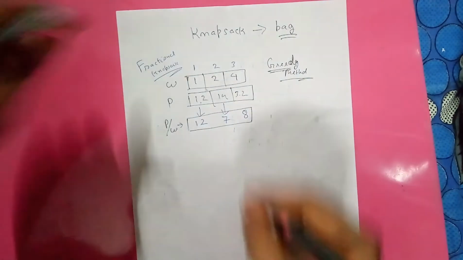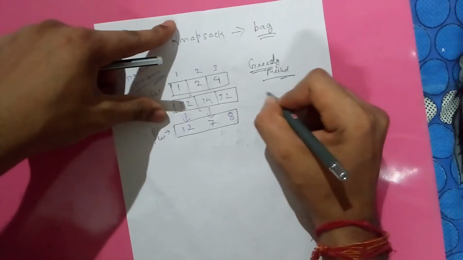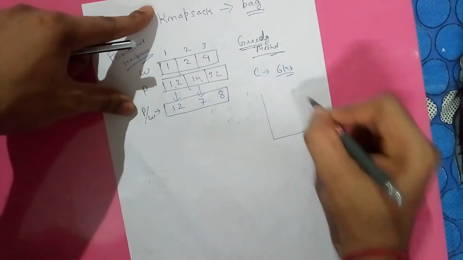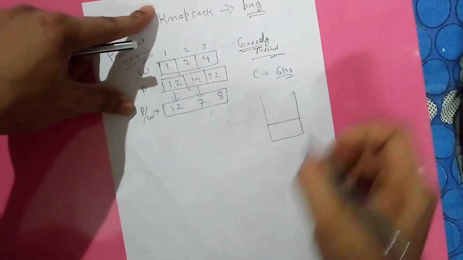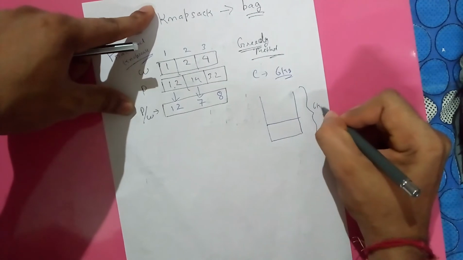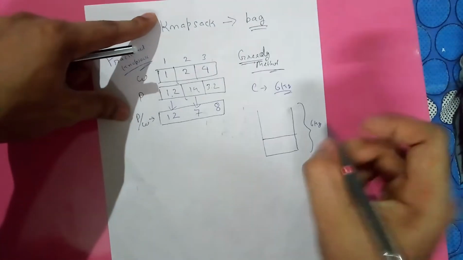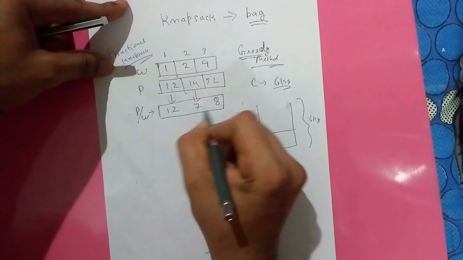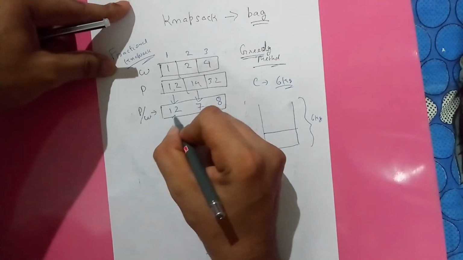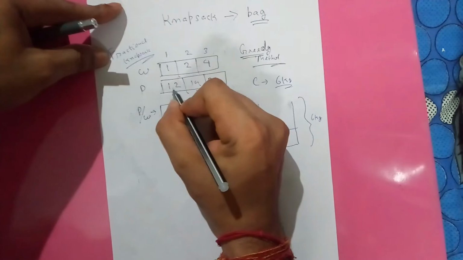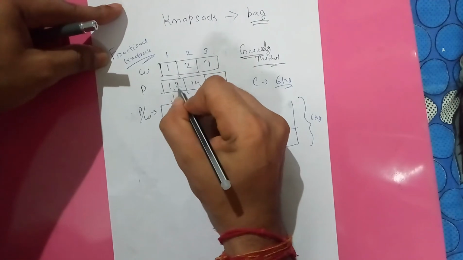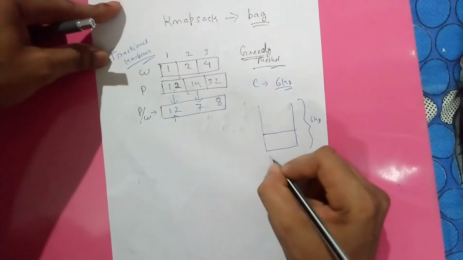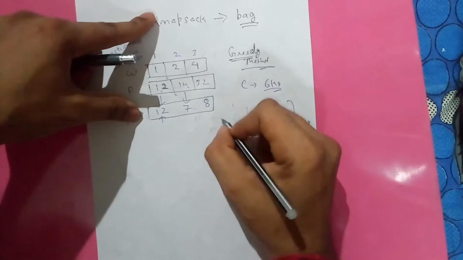Basically, I have a capacity of 6 kg, as I told you before. So my bag can hold at most 6 kgs, not beyond it. So I will choose the maximum value from here, which is 12. So I would choose this item. The profit associated with it is 12 and the weight is 1. Here I will write the profit and here I will write the weight.